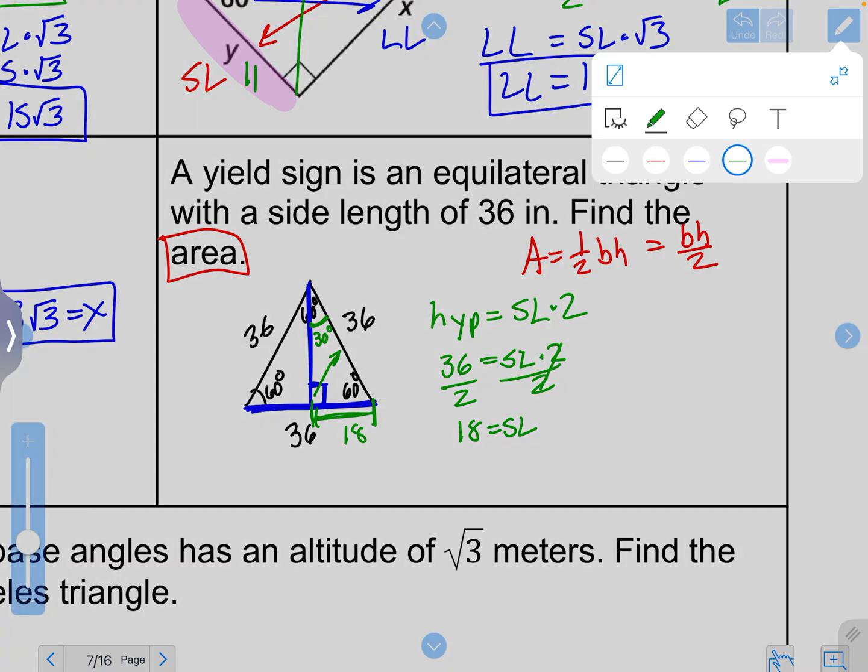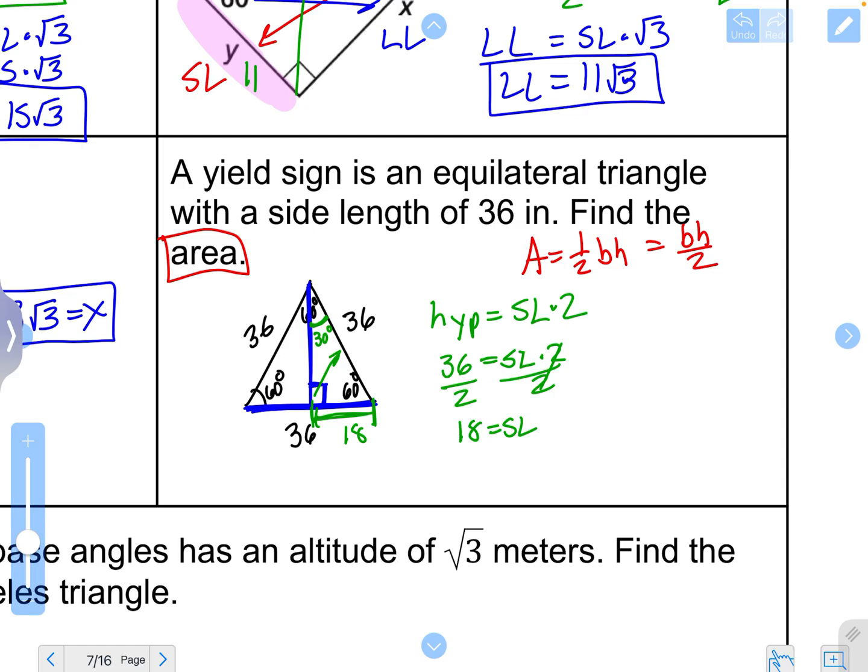So now I can use my short leg to find my long leg. So we know that long leg equals short leg times the square root of 3. So if our short leg is 18, then our long leg is 18 square root of 3. So that's going to be my height, which is this part right here.